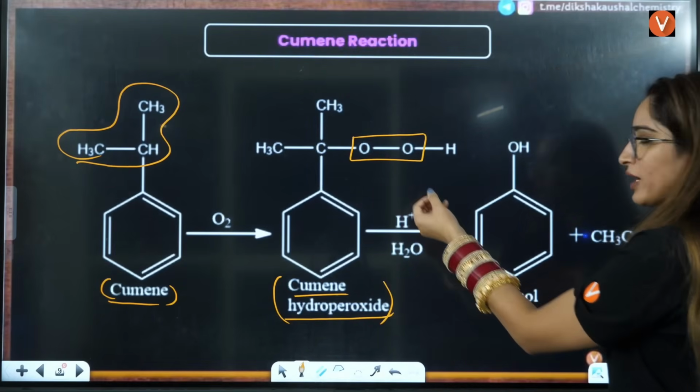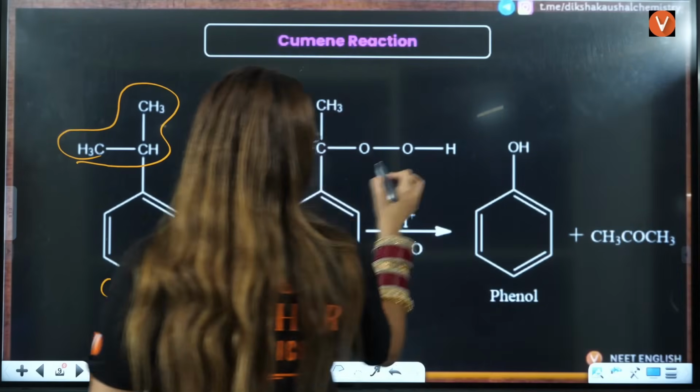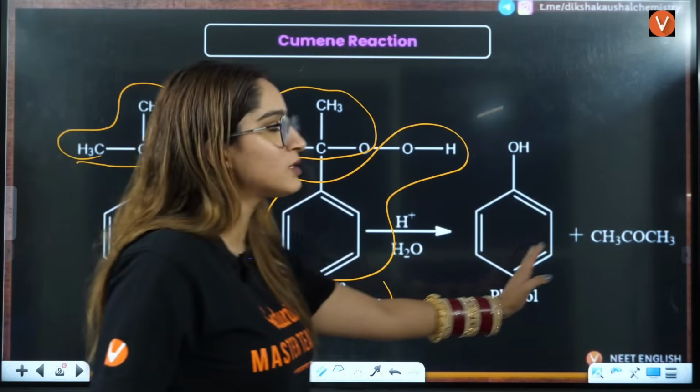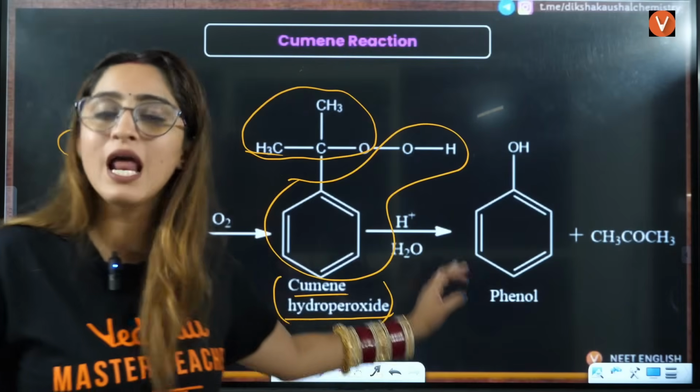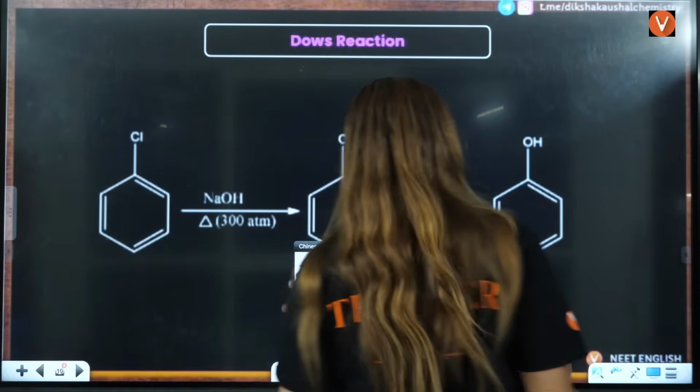Then you add water in acidic conditions here. This will be converted to phenol and acetone. So both the byproducts are important. Phenol and acetone are also very important.